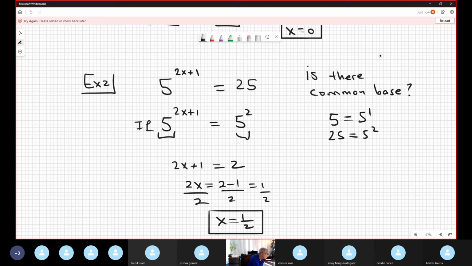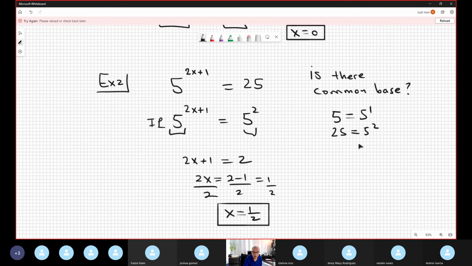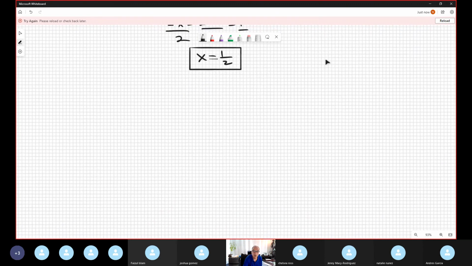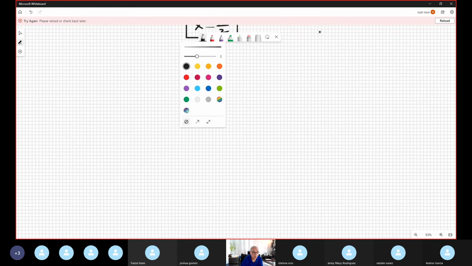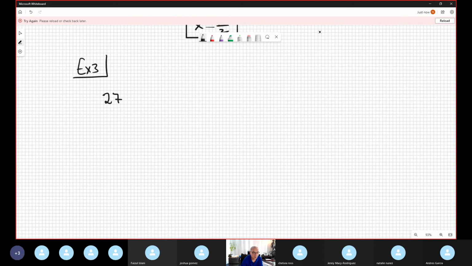Okay, cool, right? Let me complicate a little bit. Not too much, because today is an easy day. Wednesday is complicated. One more example, example 3: 27 raised to the 4x is equal to 9 raised to the x plus 2. This is the last one, I promise. What is the common base? Can you suggest one?